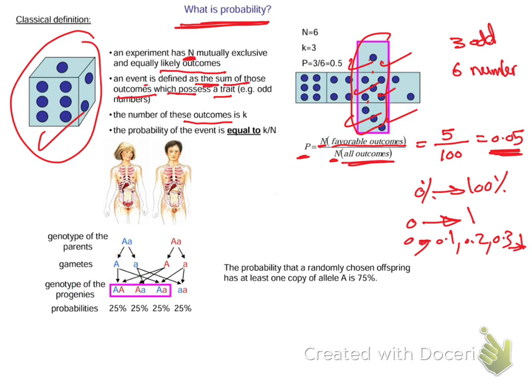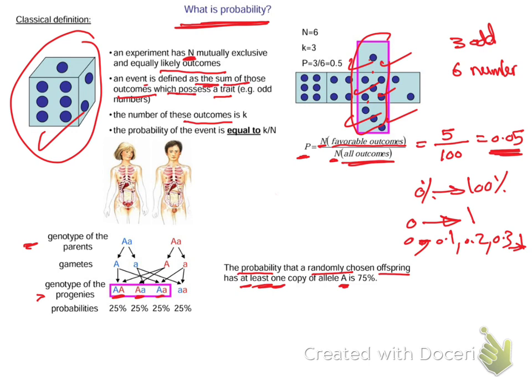So the probability that a randomly chosen offspring, the new offspring, not the parent, has at least 1 copy of allele capital A is how much? What is the percentage, or what is the decimal, the probability? So has at least 1 copy of the allele capital A. This one has 2. He said at least 1, so it already has 2. This has 1. This has 1. So I have 3 out of.